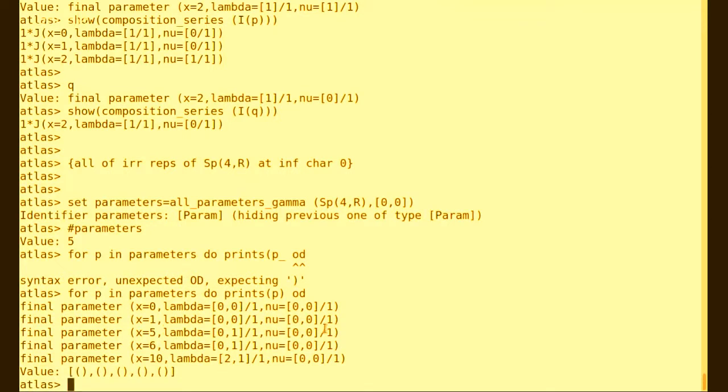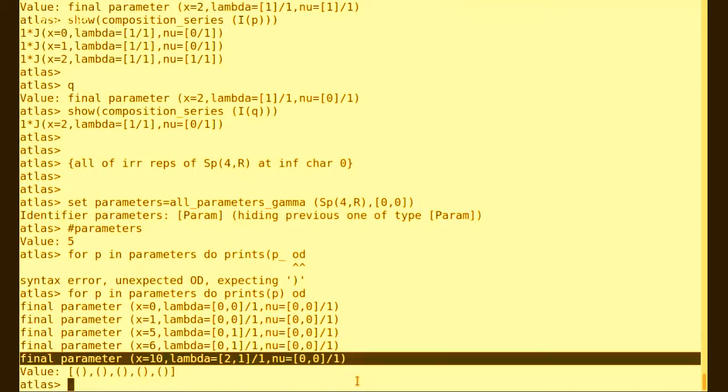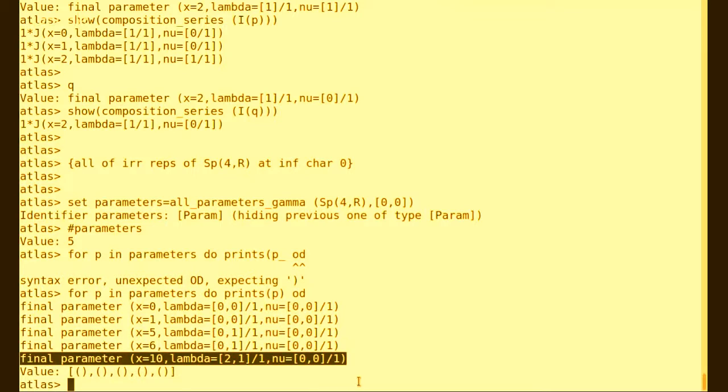So notice nu in all of these is 0. Lambda is, well, sort of 0, but not exactly. So for example, this representation right here is the spherical principal series at infinitesimal character 0. And lambda is 2, 1, which is to say rho, but that doesn't affect the infinitesimal character because this is just telling you what the character is on the Z2s.